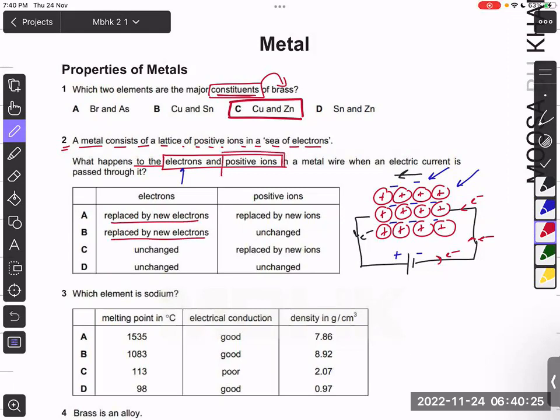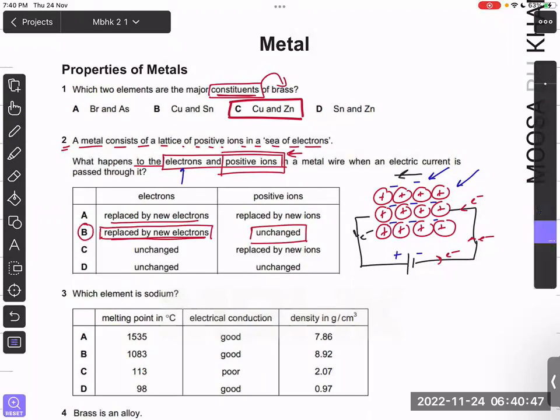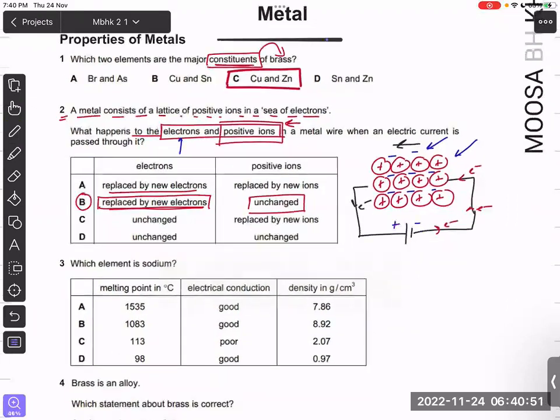And positive ions, what are they? These are metal positive ions in the metallic lattice. Positive ions, they stay in their position. They do not move. So metal positive ions, they stay unchanged. So electrons are replaced by new electrons and positive ions, they stay unchanged. The answer would be B. Got it? Chalo. Yes, sir.